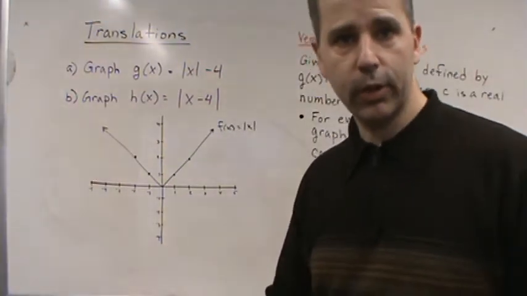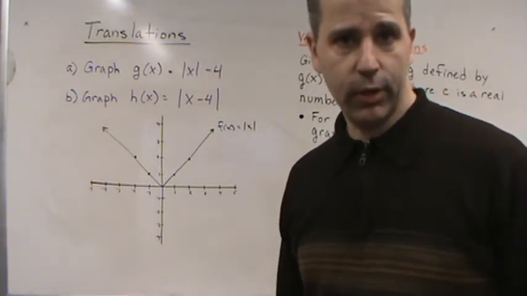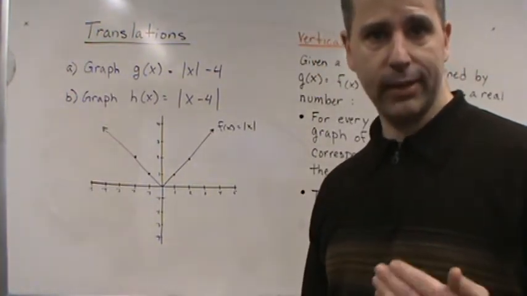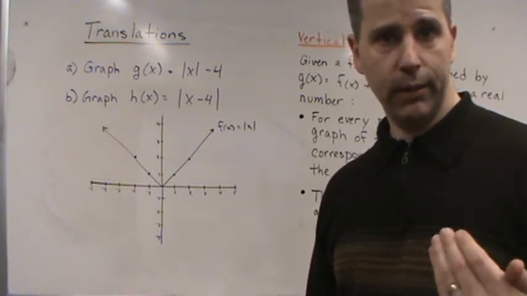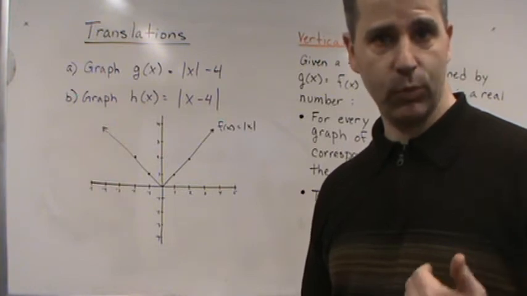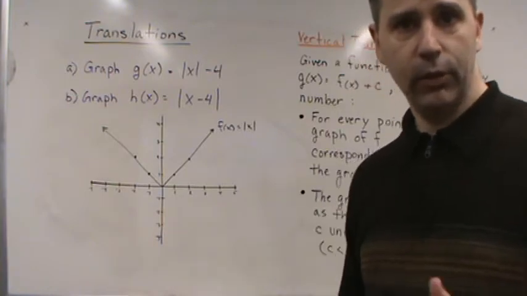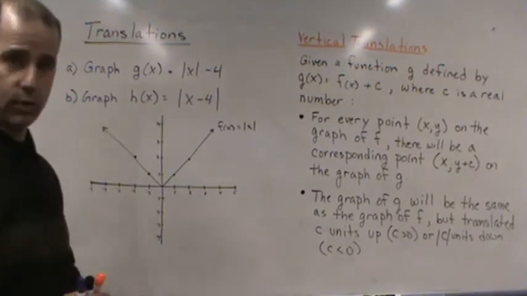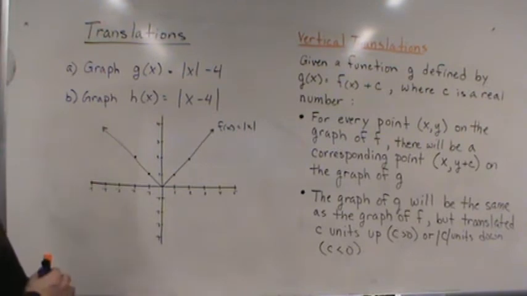So today we're going to talk about translations, specifically vertical translations, and then we're going to talk about horizontal translations. This is going to involve adding or subtracting a real number from the function, either outside the function or inside the function, and subtracting or adding something to the x value. This is the last piece of the puzzle for graphing using transformations. So let's start with a couple examples and then we'll go over.